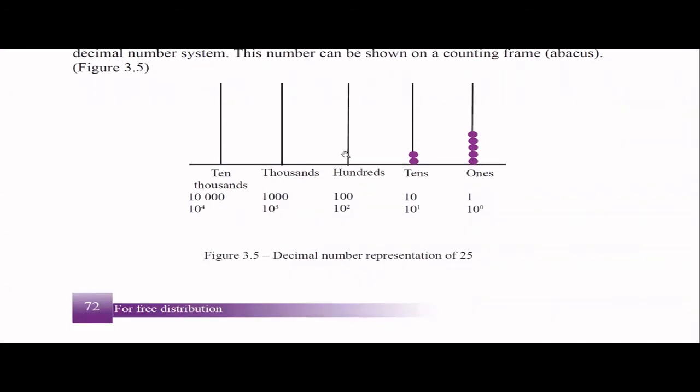If we have another ball here, this represents hundreds. So one ball in this column means 100. So 100 plus 25 is 125. If you want to represent 125, you have to put one ball here. If you put another ball here, it's the thousands column, so a value of 1000 will be added. Understood?